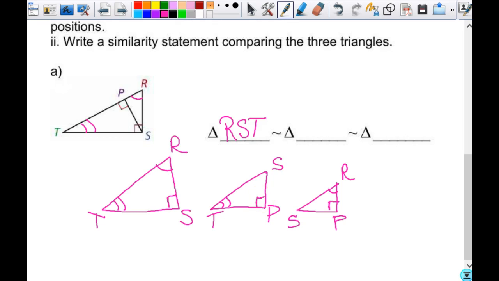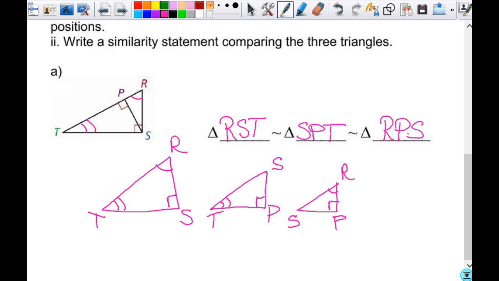All right, so then if the first one is RST, what's the second one going to be? SPT, good. And then the last one? It would be R, so it's RST, SPT, so it's going to be RPS, yeah. Okay. Yes.